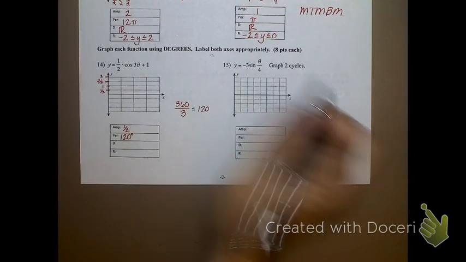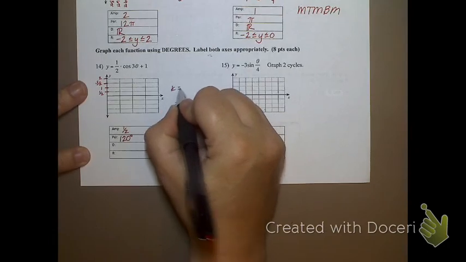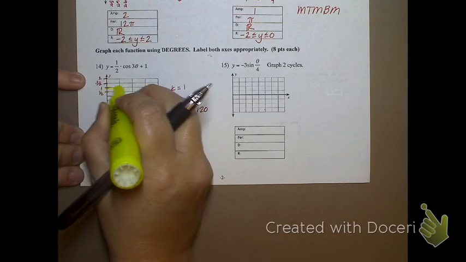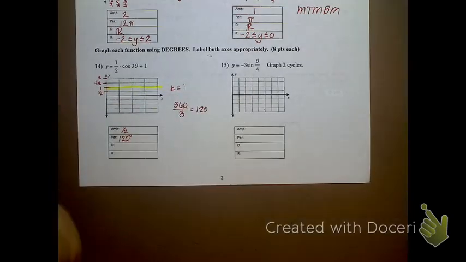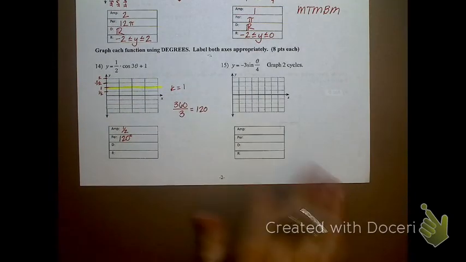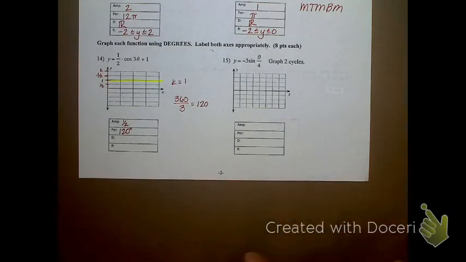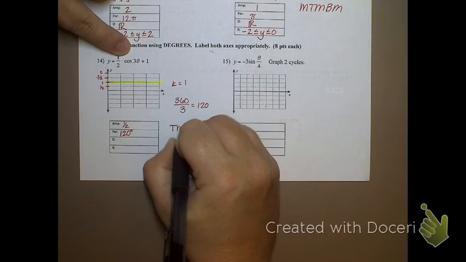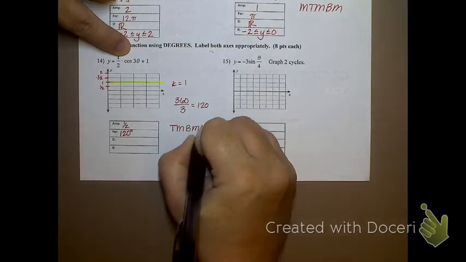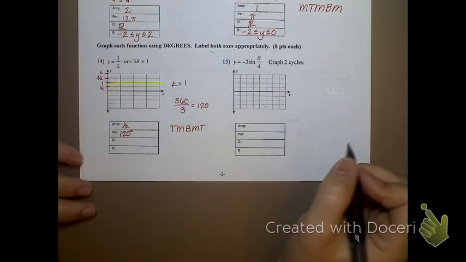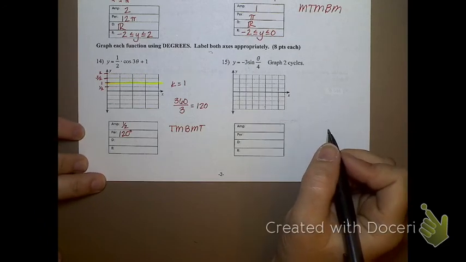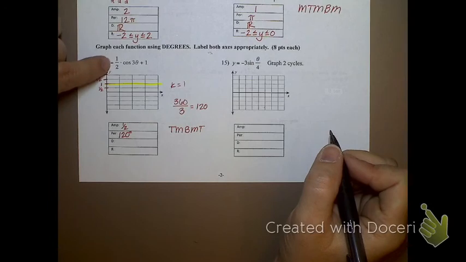What is my k value? 1. So I have a midline right there. Okay, so far so good. I have a cosine graph, which is my Teenage Mutant Ninja Turtles. Is it a positive or a negative? Meaning, am I going to need to switch those t's and b's or not? No, I'm not going to need to switch them because that's positive right there.